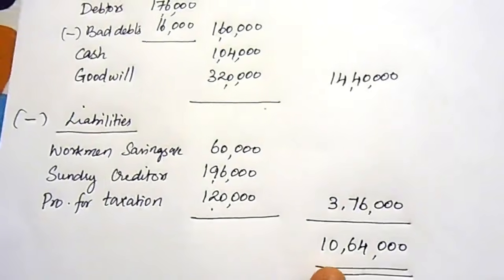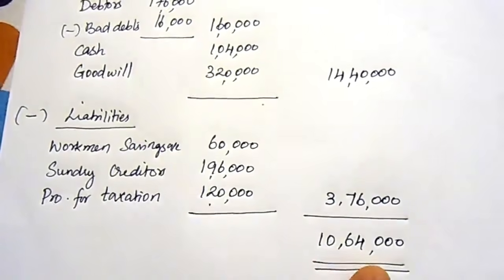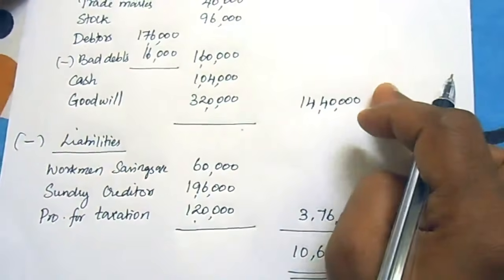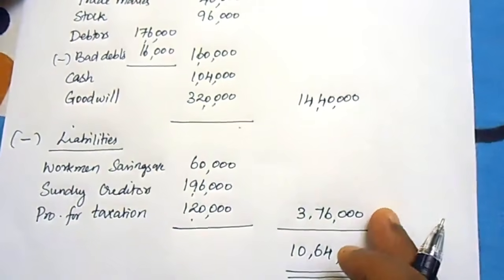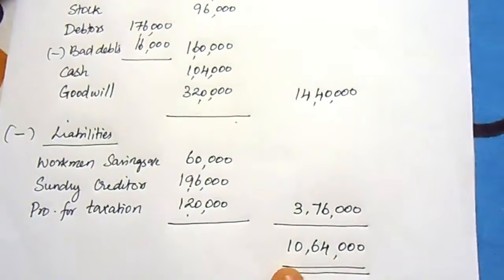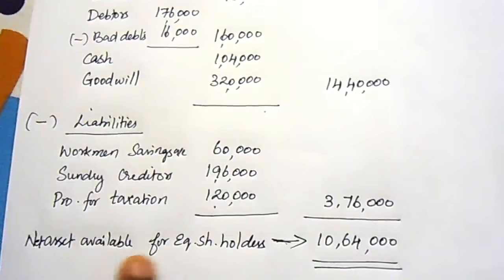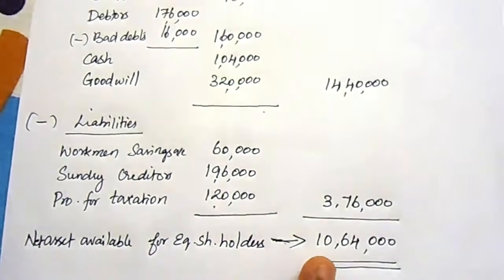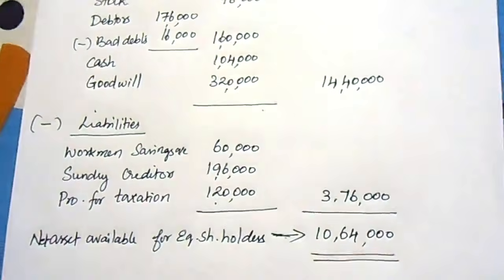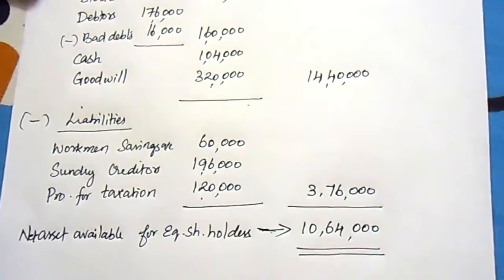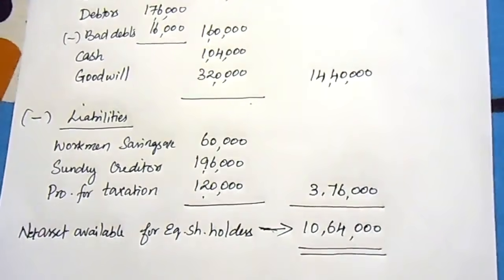Now what is the balancing figure? 10,64,000. That is total asset at market value minus third parties liabilities. The amount is called net asset available for equity shareholder. How much? 10,64,000. Now let us see the formula to calculate the net asset value of shares.